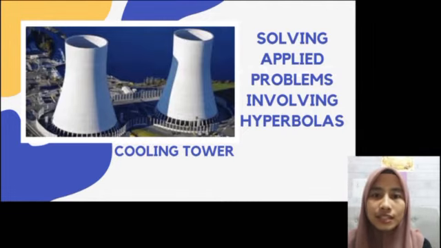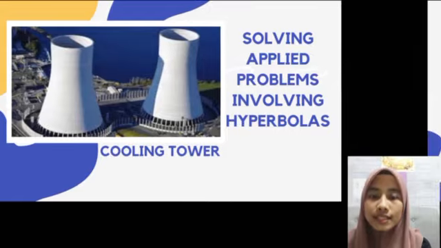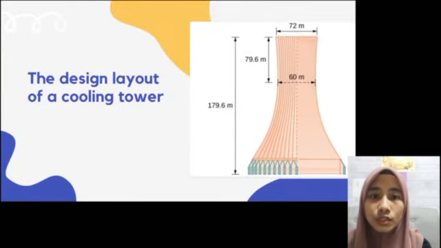A cooling tower is a heat rejection system that rejects waste heat to the surroundings through the cooling of a water stream to a lower temperature. It uses the evaporation of water to dispose of process warmth and cool the working fluid to close to the wet-bulb temperature. The design layout of a cooling tower is shown in the figure.